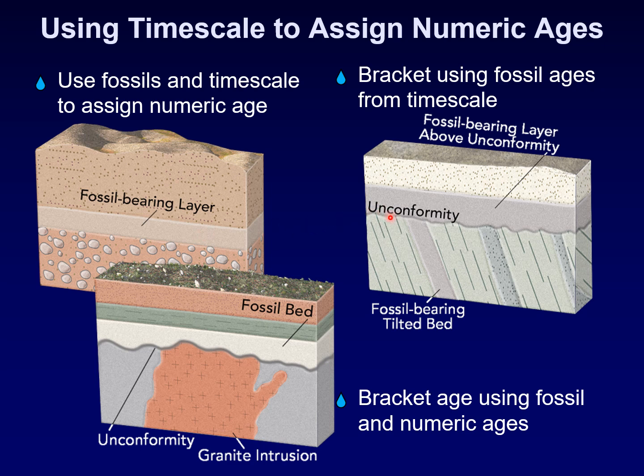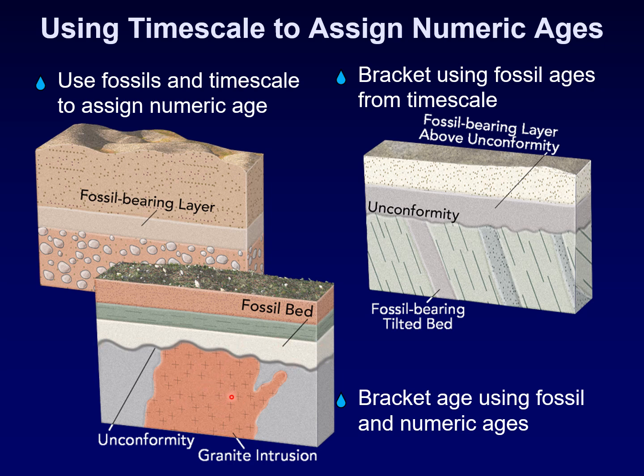And similarly, we can do that with unconformities. If there's a fossil-bearing layer above an unconformity, we know all the deformation of these units down here happened before the age of this fossil here, and all this sediment was deposited after. And the same with a granite intrusion. If we have a fossil-bearing layer here, we see a granite intrusion, but it doesn't cut into the fossil layer.